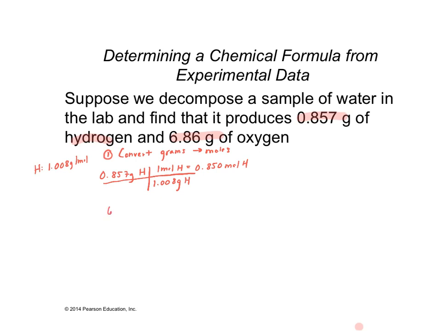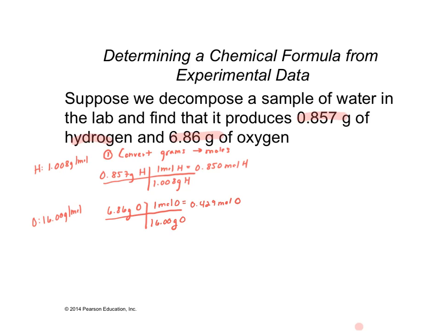And now I'm going to do the exact same thing for oxygen. So for oxygen, I have 6.86 grams. I'm going to take that mass and again convert to moles by dividing by the molar mass of oxygen. So oxygen is 16 grams per mole. So I'm going to take the mass that I have and divide by the molar mass to convert to moles. And that's going to leave me with 0.429 moles of oxygen. Okay, so first step is conversion of your masses of the elements to moles.